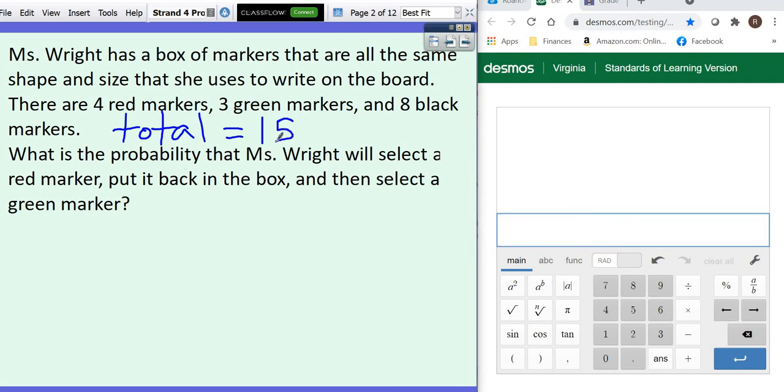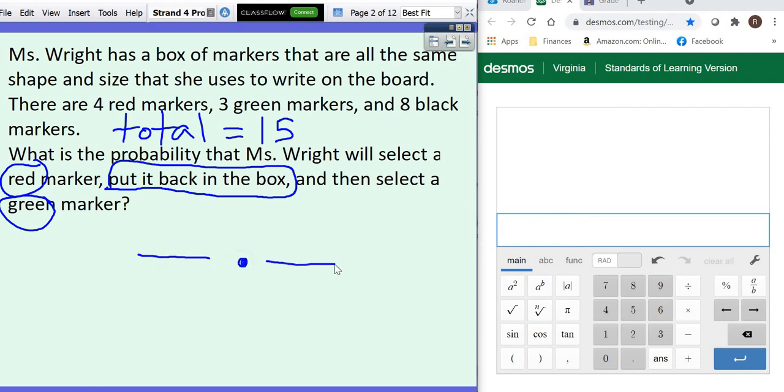All right. What is the probability that Miss Wright will select a red marker, put it back in the box, and then select a green marker? Well, there are 2 things happening, so we're going to need 2 fraction bars. And if we're putting things back, then we know this is independent probability. We started with 15, she puts it back, and we're going to have 15 again. The first time she wants a red marker, how many red markers are there? 4. So she has 4 chances out of 15 to get a red.